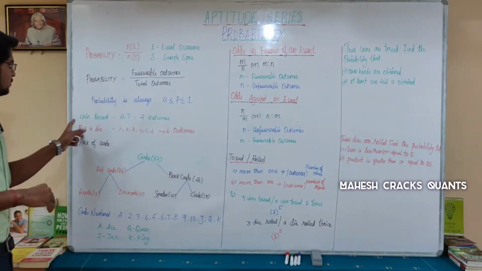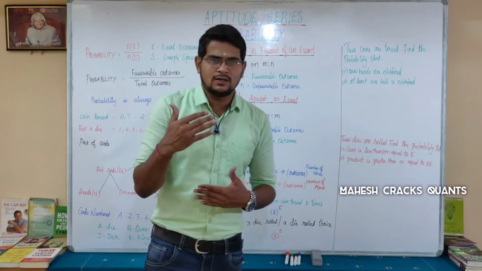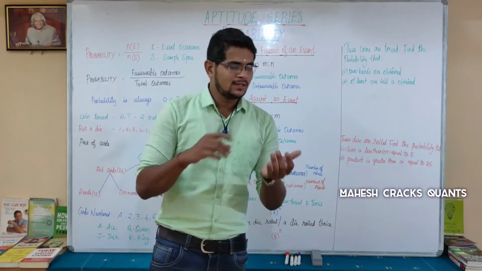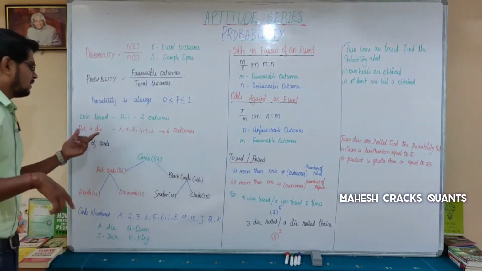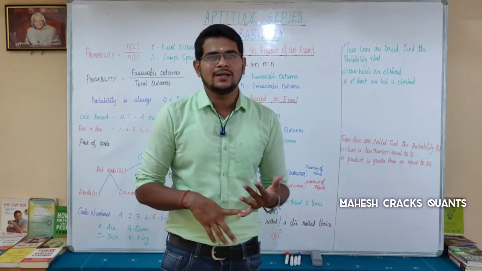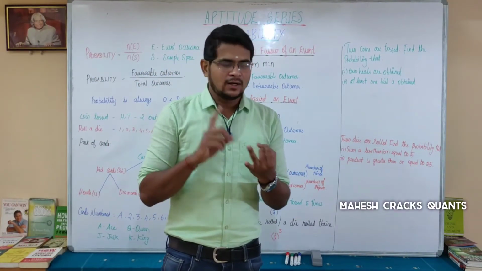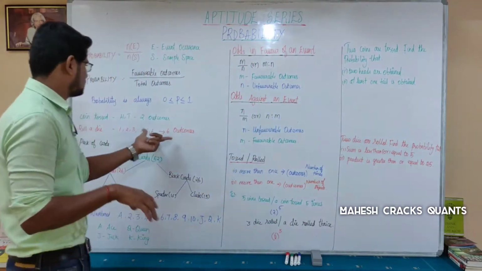Okay, next. When a coin is tossed, how many outcomes will you get? You know that either you will get head or tail. Next, when you roll a die, how many outcomes will you get? You may get the number 1 or 2 or 3 or 4, 5, 6. Totally 6 outcomes will be there.